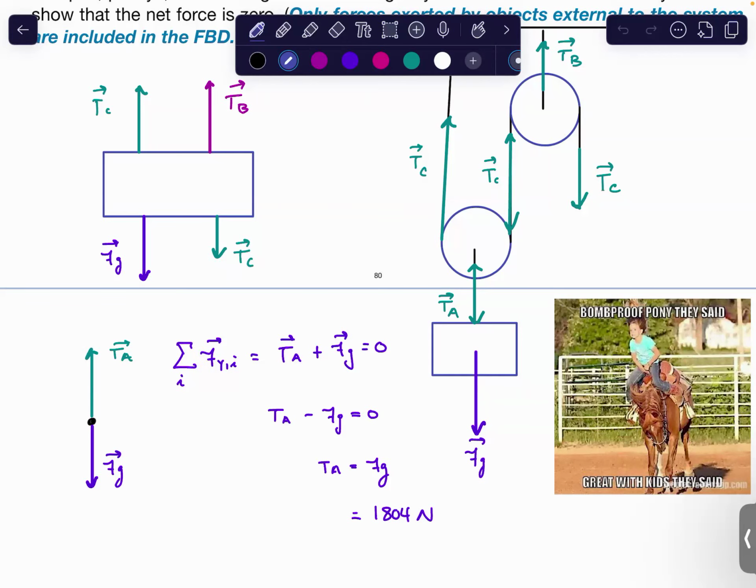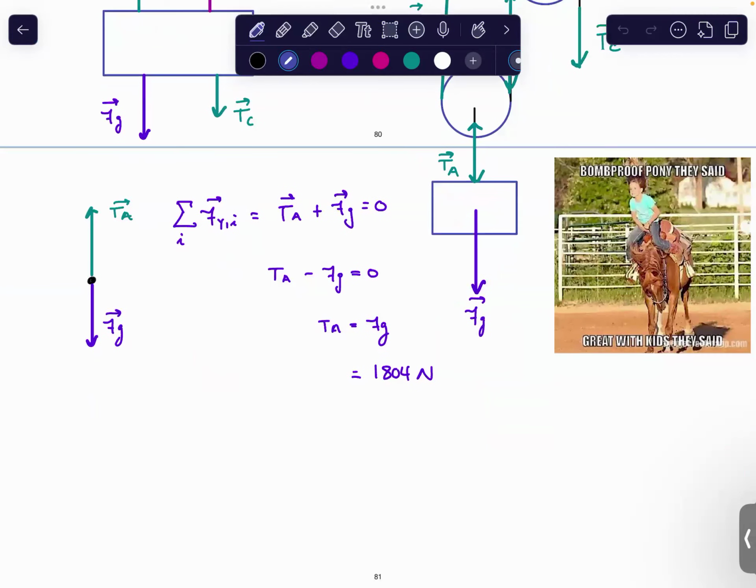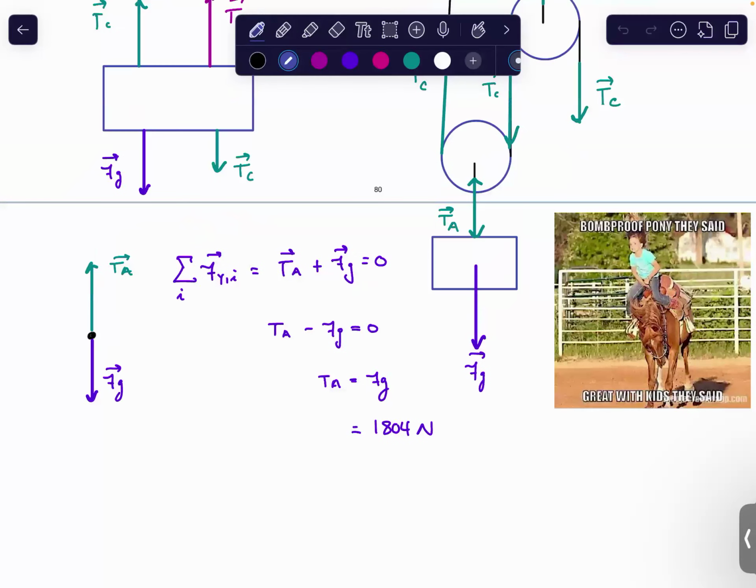Okay, so it's pretty easy to solve for tension A, because if you look at the mass, all the mass has on it is tension A and the force of gravity. So you do your sum of forces in the y direction, and you're going to end up with the magnitude of tension A equals the magnitude of the gravitational force, and that's 1804 newtons.